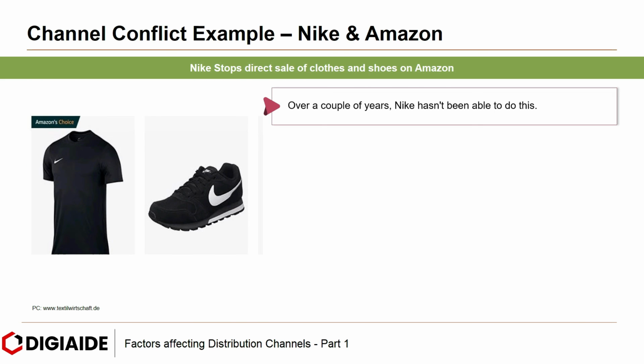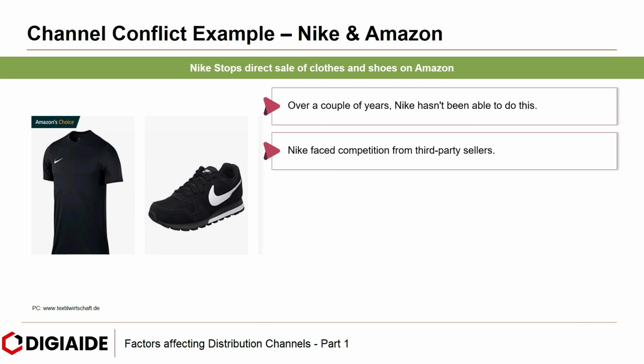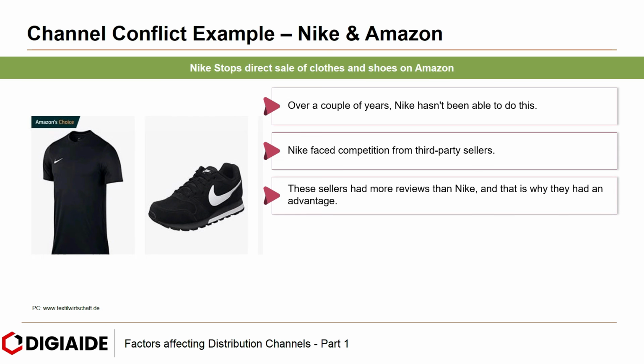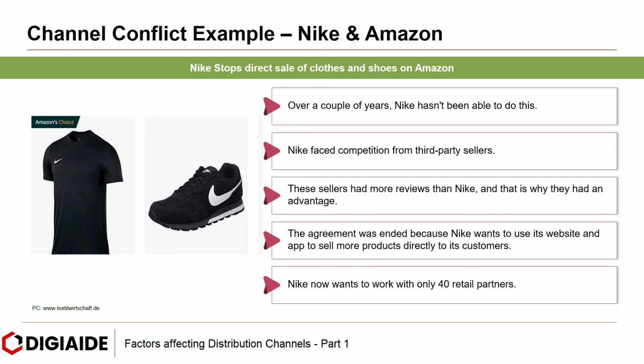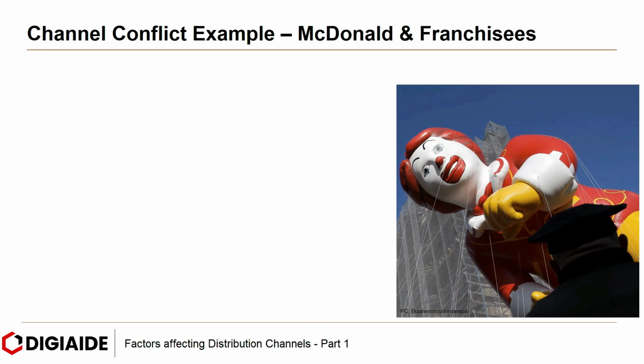Over a couple of years, Nike hasn't been able to do this. Nike faced competition from third-party sellers. These sellers had more reviews than Nike, and that is why they had an advantage. The agreement was ended because Nike wants to use its website and app to sell more products directly to customers. Nike now wants to work with only 40 retail partners. So technically, Nike products are available on Amazon, but they are sold by third-party distributors and not directly by Nike.